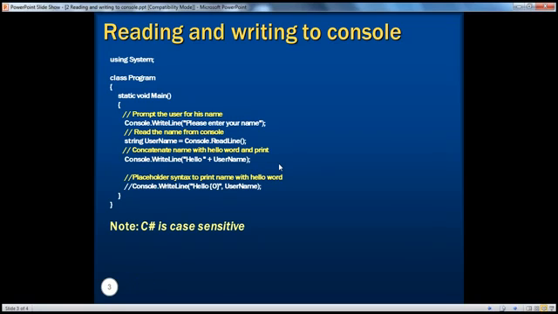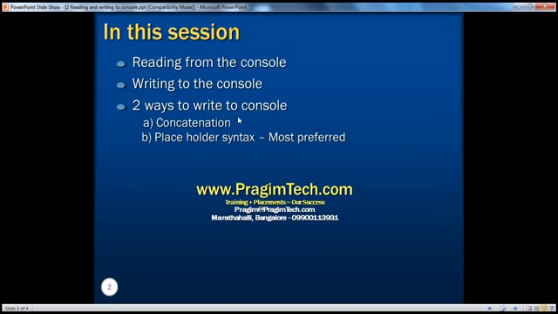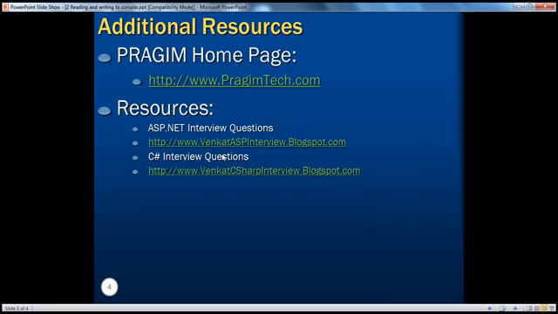So in this session, we have seen how to read from a console, how to write to a console, and the two different ways to print a message onto the console using concatenation and the placeholder syntax, and prefer the placeholder syntax because it's more convenient. And we have also seen that C# is case sensitive.